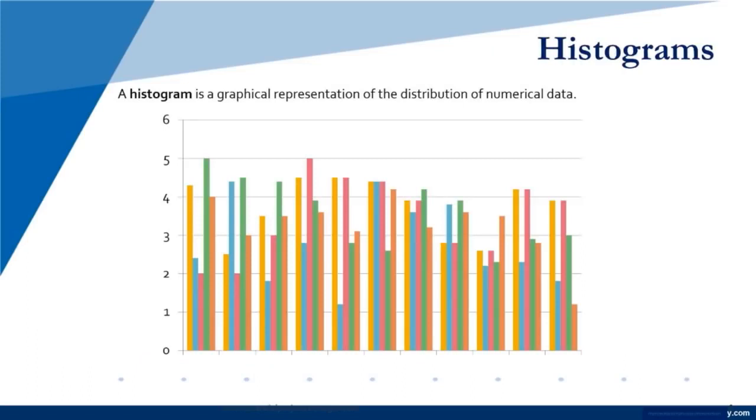Histograms are a graphical representation of the distribution of numerical data. That's all they are. What we see here is an example where the data is color-coded, so each of the colors means something different. Each of the numbers represents a different type of scale, and this is just a way that we represent data.